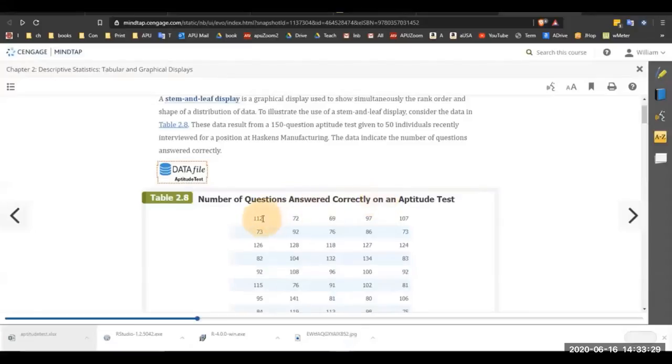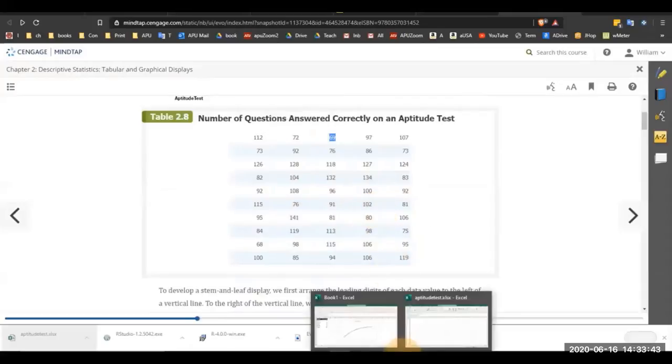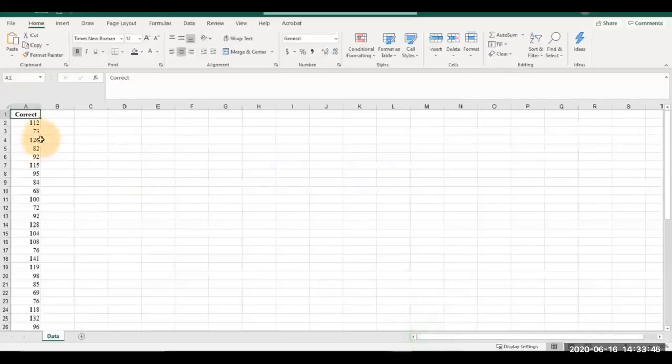So here's one person, they answered 112 questions correctly. Here's another person, they answered 72 and 69 and so on. Okay, and this is the entire data set. So let's take a look at that here. So this is the entire data set. So there was one person that was 112, another person that was 73, and so on.